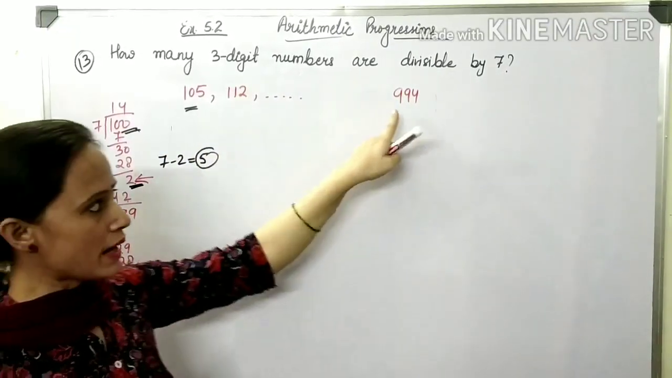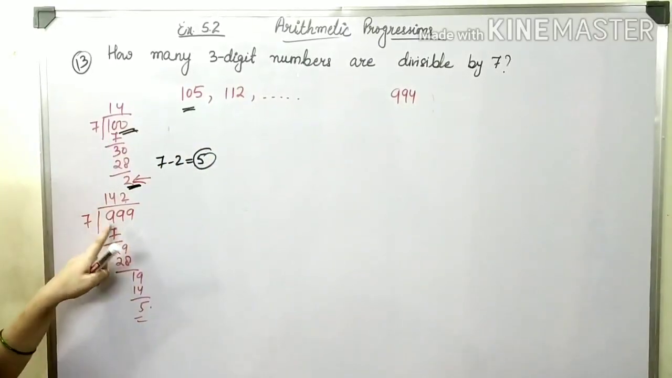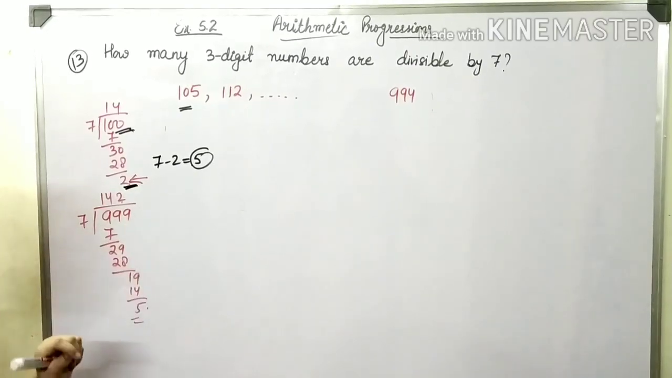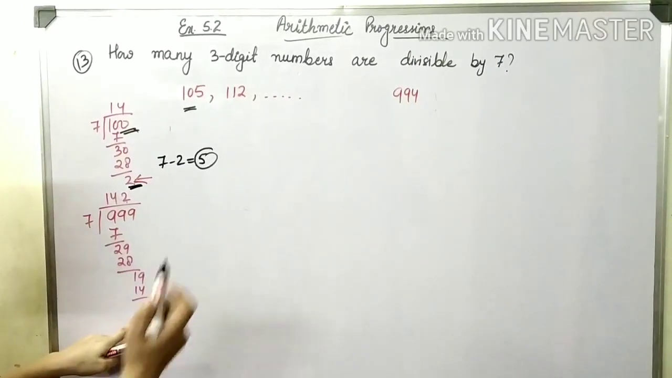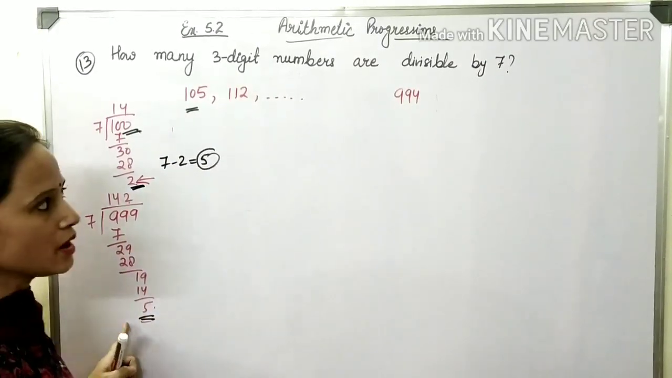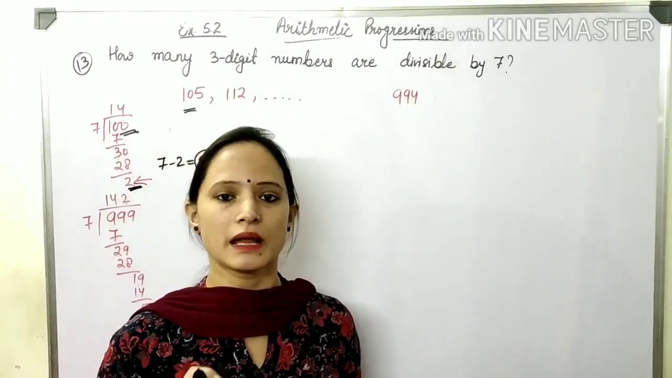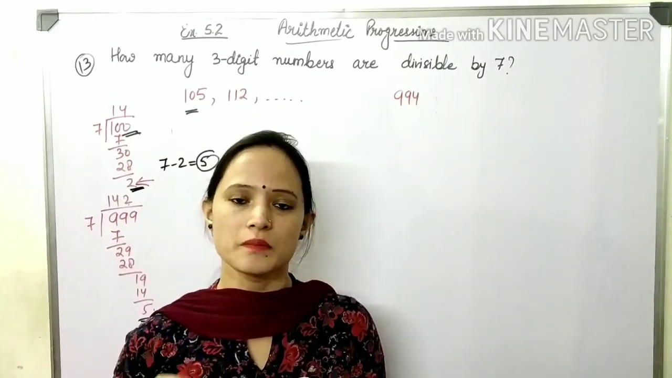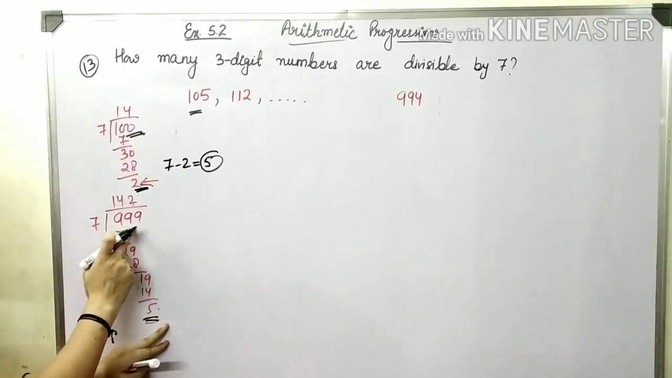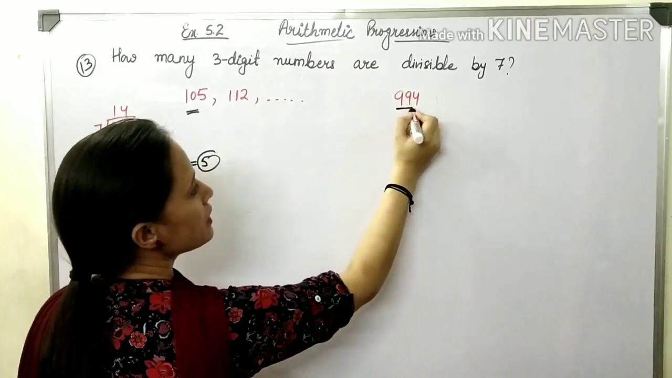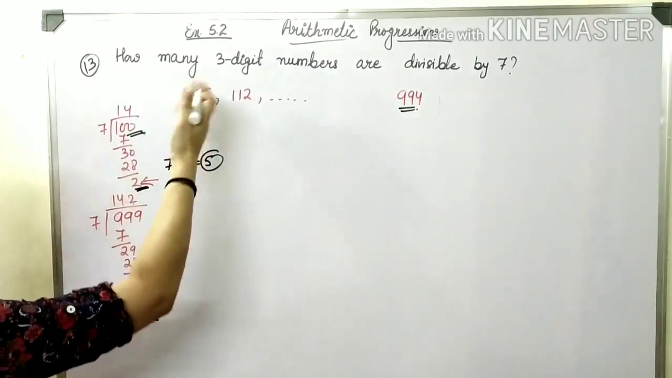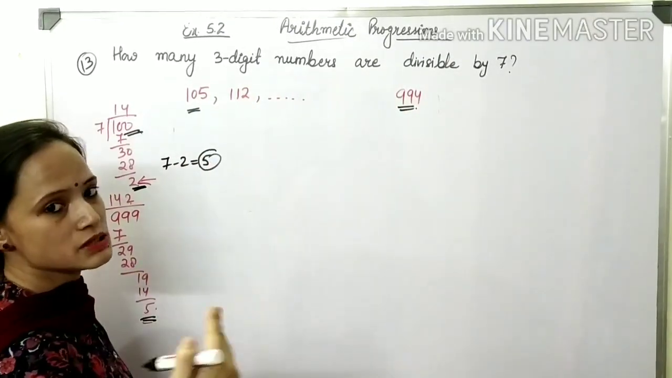And now to find the last term, I took 999, the greatest 3-digit number. What should be that number which is divisible by 7? The question here is, what should be subtracted from 999 so that the resulting number is divisible by 7? Whatever the remainder is, that only we have to subtract. So 999 minus 5 is giving me 994. So we got the AP. Now we have to find how many 3-digit numbers there are.